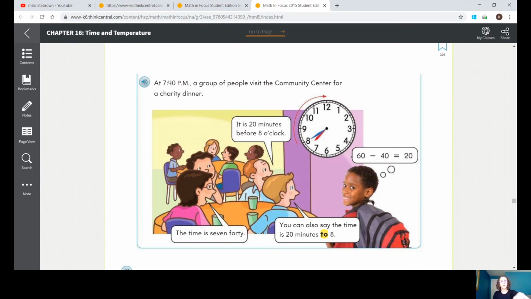At 7:40 p.m., a group of people visit the community center for a charity dinner. It is 20 minutes before 8 o'clock, or the time is 7:40. You can also say the time is 20 minutes to 8. And look, this boy showed us that there's 60 minutes in an hour, minus 40 equals 20.